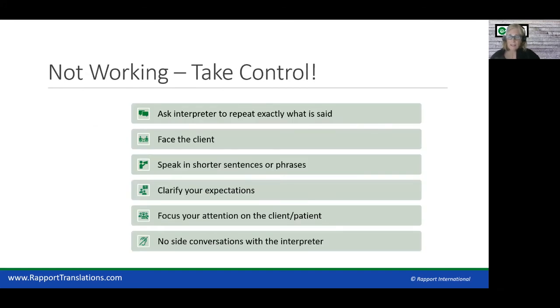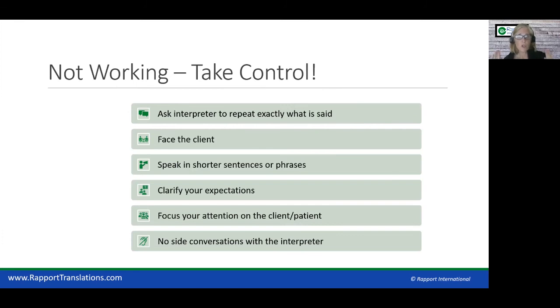Okay, so say you're in a situation like one of the videos that I showed earlier and it's not working. What do you do about this? Because I have heard people talking about this. If you find that the interpreter is going off on sidebar conversations, either with you or the person you're trying to talk to, you are the boss of the situation, and you can ask the interpreter to stop and repeat exactly what is said. Remember to give short bits, and have the interpreter ask the other person to give short bits so the interpreter can repeat exactly.